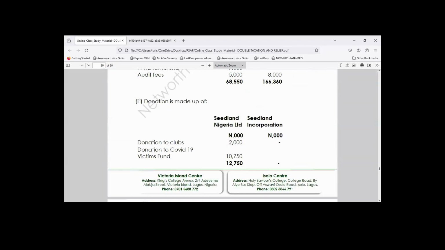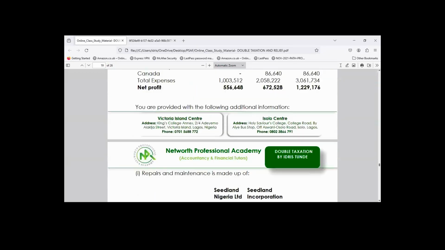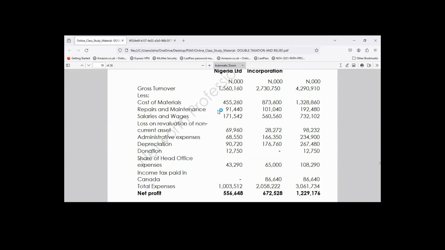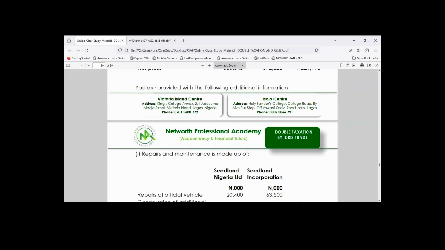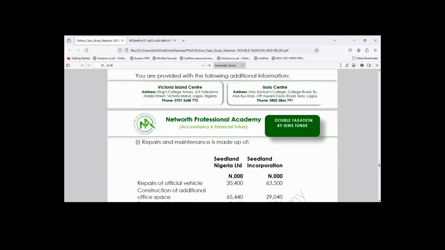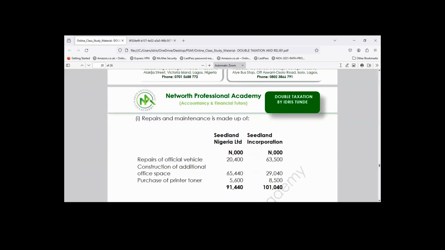Now, let's go. They now said repair and maintenance. They give us the breakdown of this repair and maintenance. Repair and maintenance is made up of the following: repair of official vehicle, construction of additional office space, and purchase of printer toner. Out of these three, which one is allowed, which one is disallowed, and why?